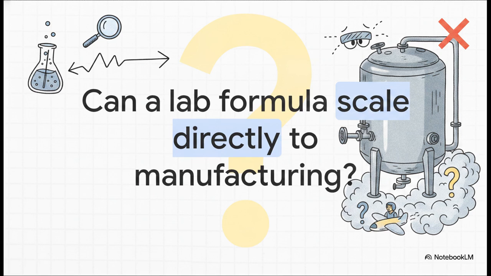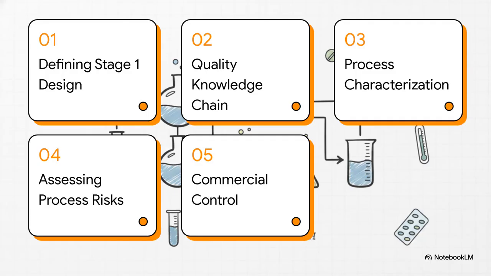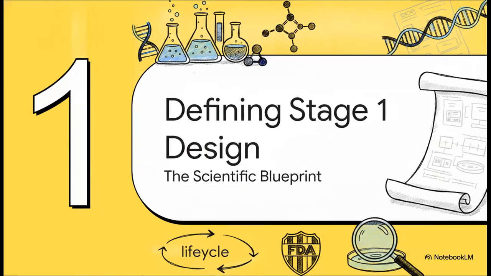What works perfectly in a tiny beaker doesn't just magically work in a 10,000-liter tank. Without the rigorous stress testing and characterization we do in Stage 1, you are totally flying blind. To understand how we actually assemble this scientific blueprint, we'll quickly walk through these 5 sections. 1. Defining Stage 1 design. 2. The quality knowledge chain. 3. The science of process characterization. 4. Assessing process risks. And 5. The commercial control strategy.